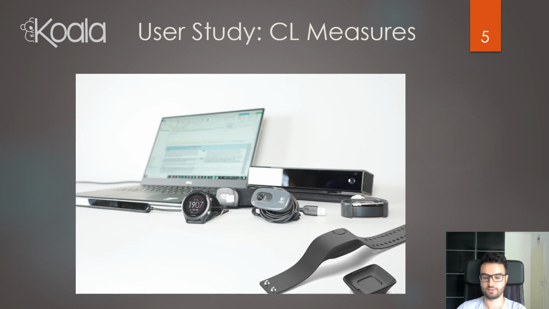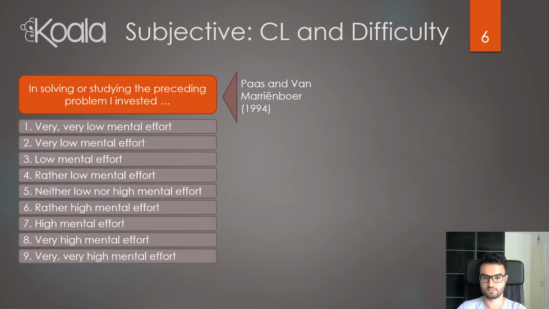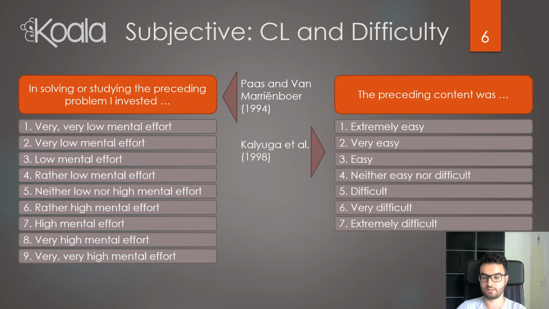This image shows the sensor setup that we used, so let's go through that one by one. First, we have some rating scales, so subjective measures. One for cognitive load, which is: in solving or studying the preceding problem I invested very, very low mental effort to very, very high mental effort. And the difficulty scale, namely the preceding content was extremely easy to extremely difficult.